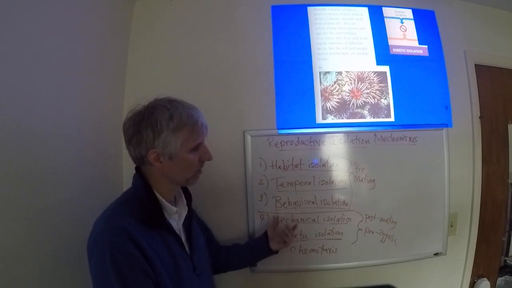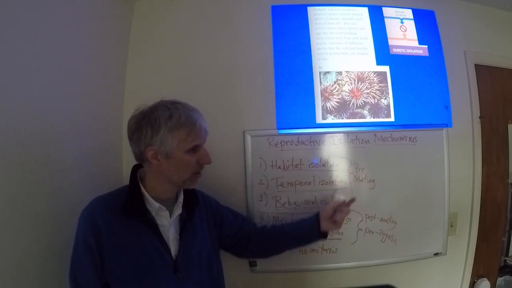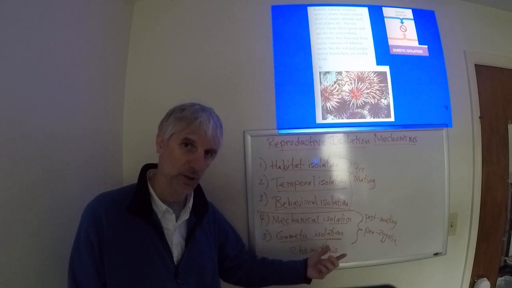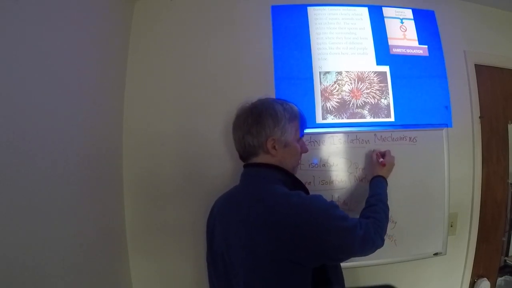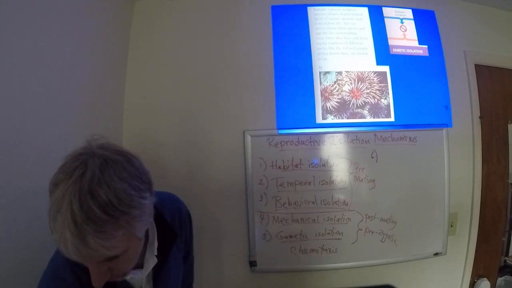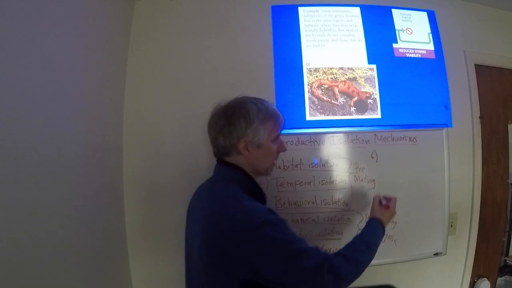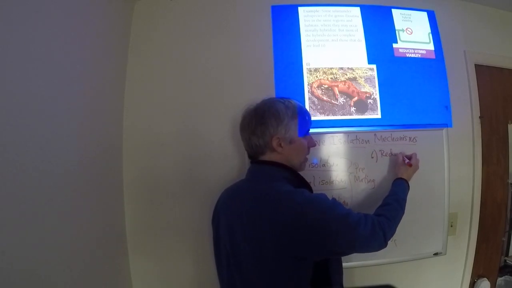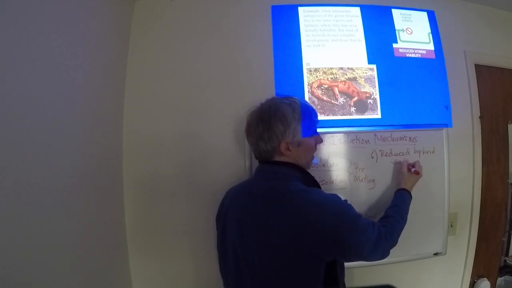Right now, we're going to talk about three mechanisms where mating occurs, the zygote occurs, but you don't get a viable fertile offspring. Okay? So, the first one of these is called reduced hybrid viability.